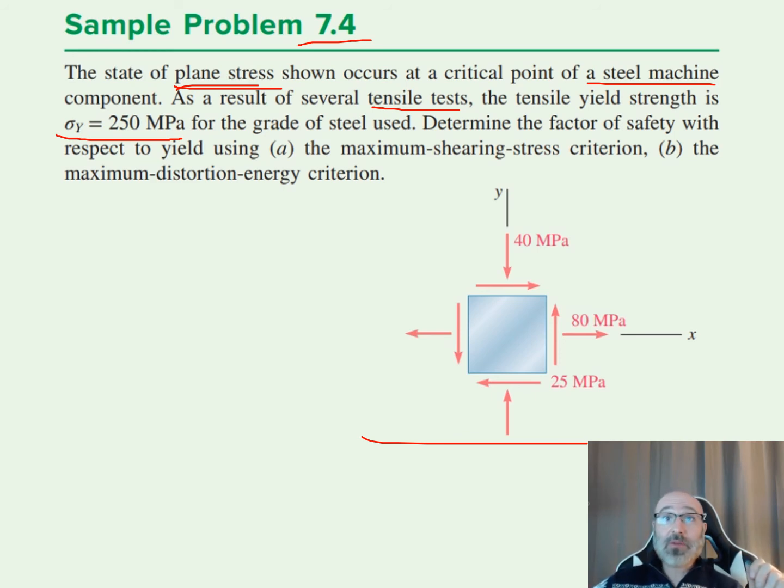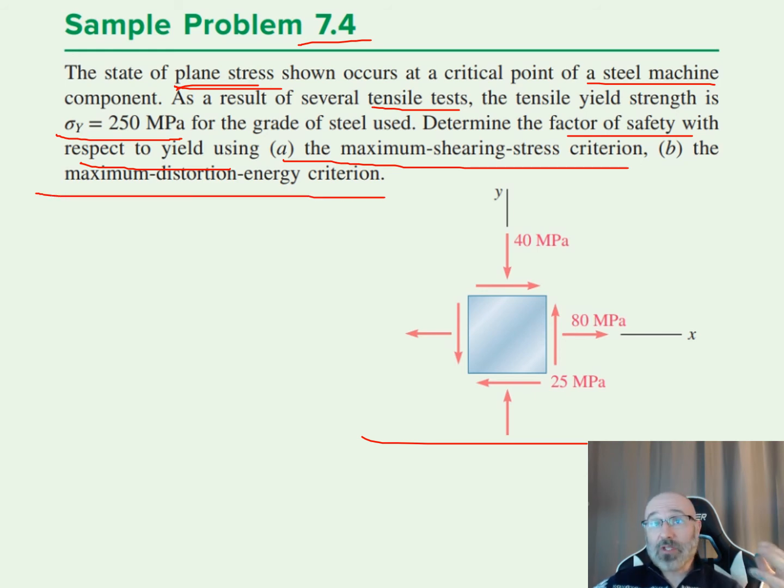They want us to determine the factor of safety with respect to the yield using two different criteria: A, the maximum shearing stress criterion, and B, the maximum distortion energy criterion. So solve for the same thing in two different ways. We're trying to find this factor of safety with respect to our yield using both our maximum shearing stress and our maximum distortion energy criterion.